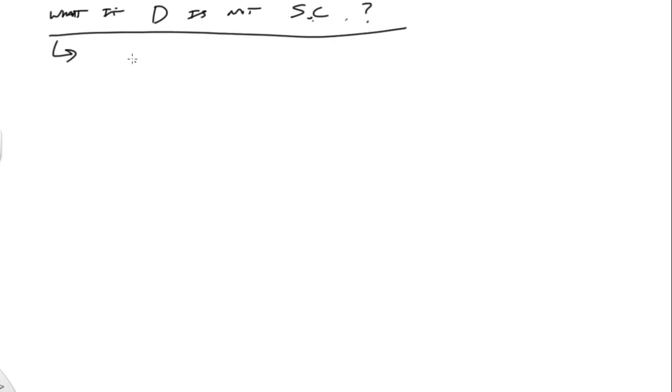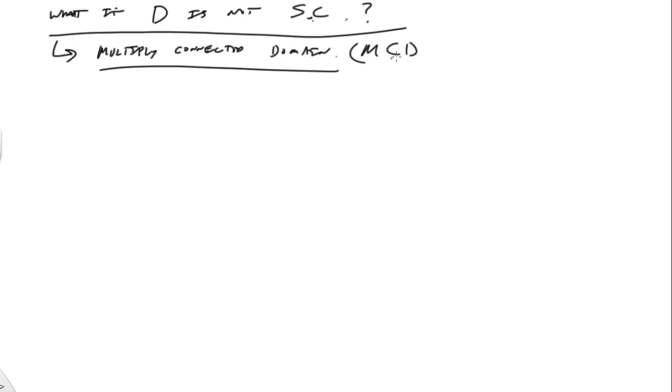Okay, so the next thing we want to talk about is, what if the domain that you're interested in is not simply connected? Let's see if we have a name for that. This type of domain, we're going to call a multiply connected domain. I'll call that MCD. That'll be my abbreviation for that.